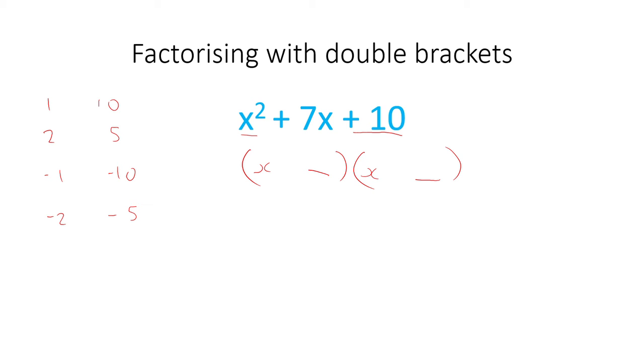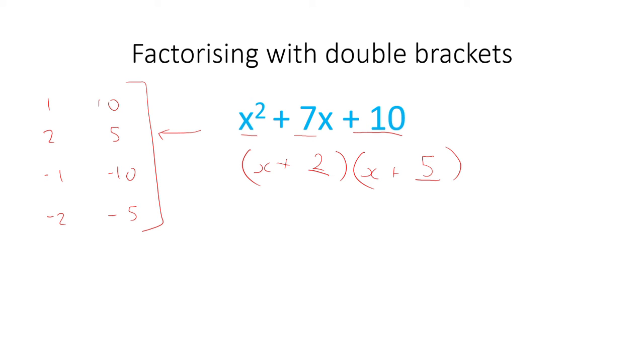The third thing we think about is what pair of numbers add to give you plus 7, the term in front of the x. So we look at the pairs of numbers which multiply to give plus 10, and we figure out which of those pairs add to give you plus 7, and the only one that works is plus 2 and plus 5. So I can straight away write in x plus 2 and x plus 5. And now we have factorised that expression to give x plus 2, x plus 5.